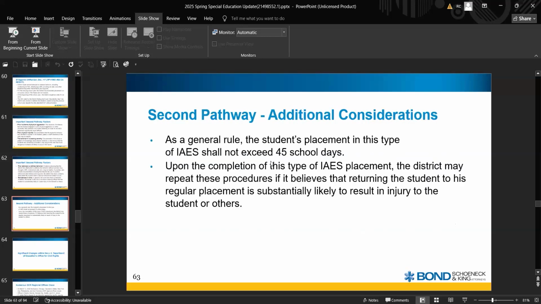So again, additional considerations. As a general rule, the student's placement in this type of IAES cannot exceed 45 school days. And interestingly, what's different about this versus the first pathway, as you're coming up to the end of the 45 days, there's a process for repeating these procedures to keep the student out. Okay, so you can do this over again. Essentially, if you still think maintaining the student in their placement is likely to cause injury, you can repeat this process. Right? You can't do that in the first case, if you're removing under the disciplinary procedures. But if you're asking the hearing officer to order an IAES on the grounds that keeping them in their placement is likely to result in injury, you can go back and in theory keep asking for it.